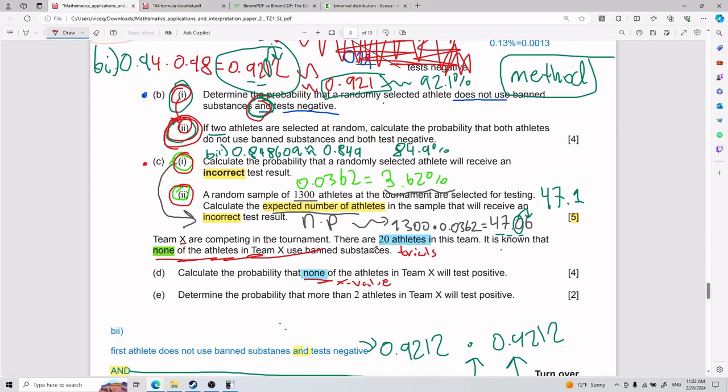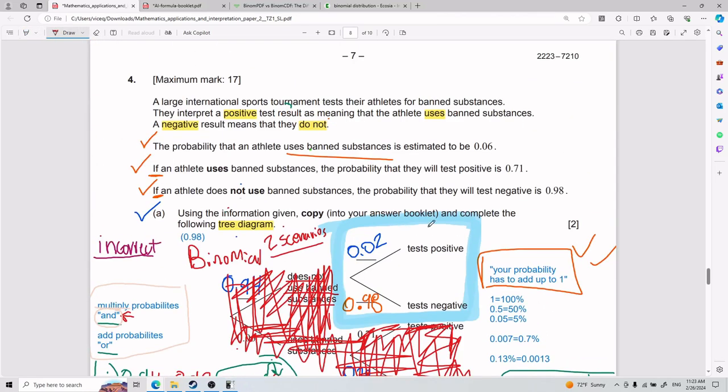We have the amount of trials is 20 because there are 20 athletes, and we're looking for the probability that none of them will test positive. And so my X value is 0 because we're talking about none, ¿cierto? Now, what is my probability? Well, I am in the world of testing positive, and so for testing positive, my probability p is going to be 0.02. So this is going to be my p.